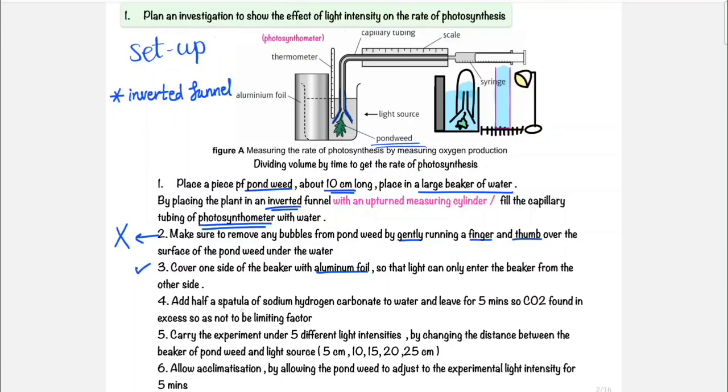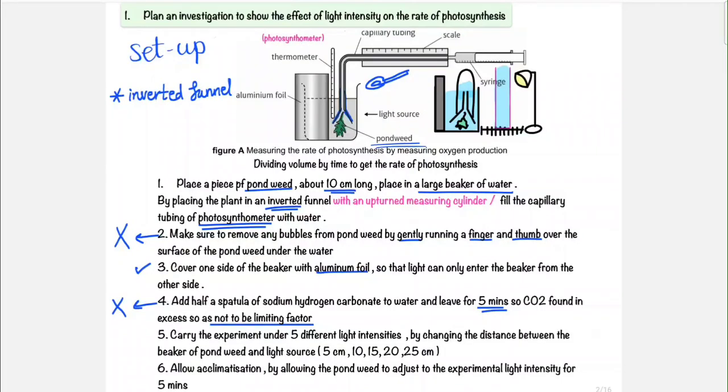Add half a spatula of sodium hydrogen carbonate to water and leave for 5 minutes, so carbon dioxide found in excess is not a limiting factor. Okay, also know this one, yet it's not really a point in the marking scheme, so I don't suggest we write it. Add a spatula of sodium hydrogen carbonate. A spatula is like a spoon of that sodium hydrogen carbonate.